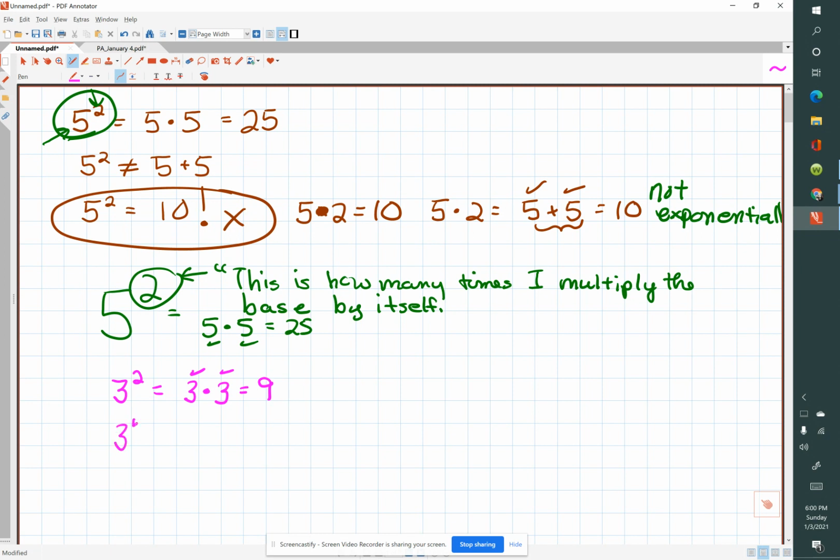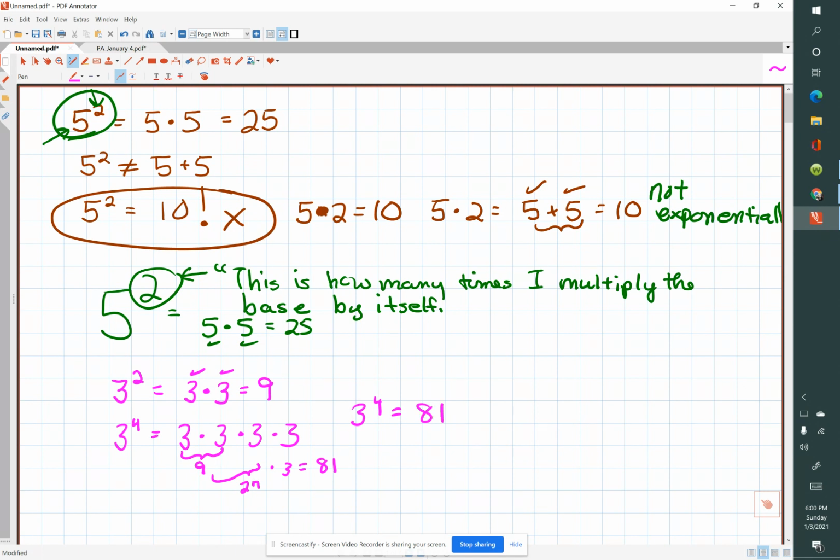What is 3 times 4? Well, that would be 3 times 3 times 3 times 3. Well, 3 times 3 is 9. 9 times 3 is 27. And 27 times 3 is 81. So 3 to the fourth power equals 81.